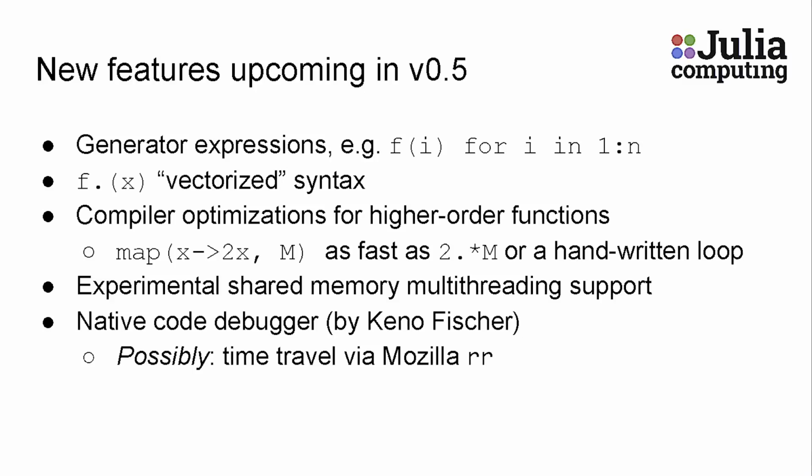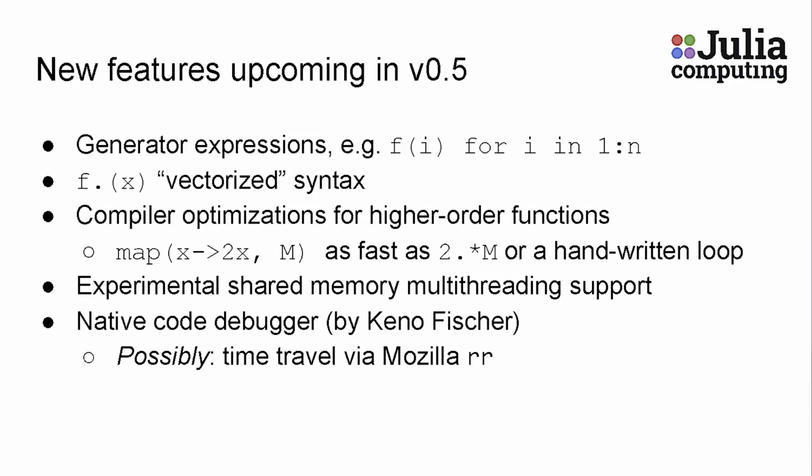We have generator expressions. We always had array comprehensions, because we're very array-based, but they were specific to arrays. So now we have the general version, which is the same except without the array. You can just do this like Python-style generator syntax. We also have this dot syntax, it's basically for map.